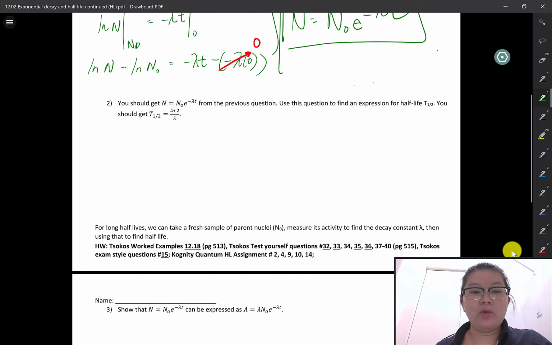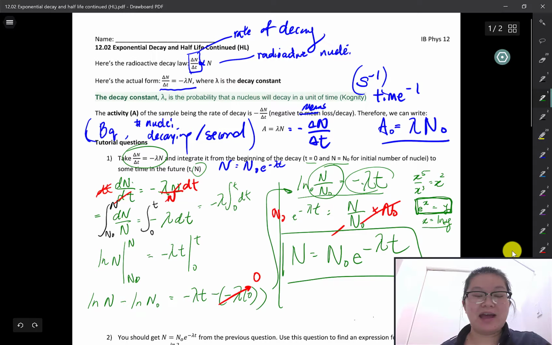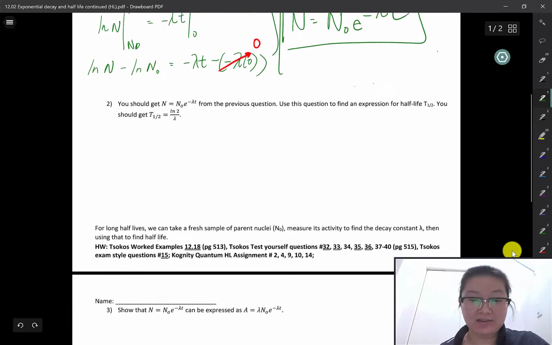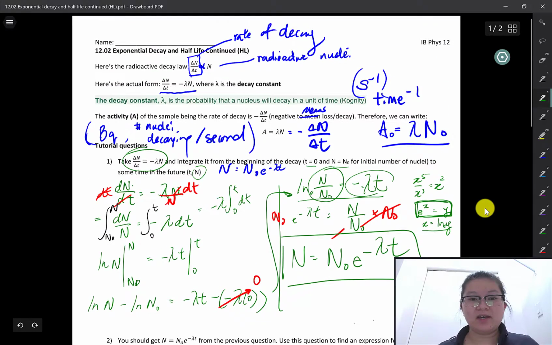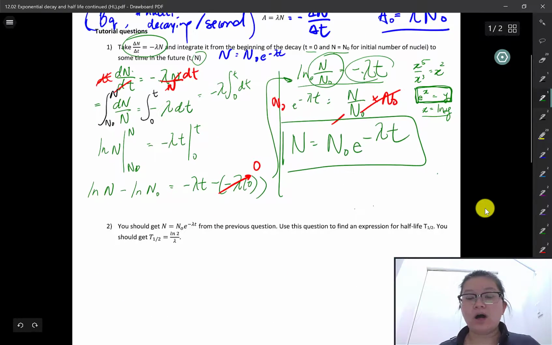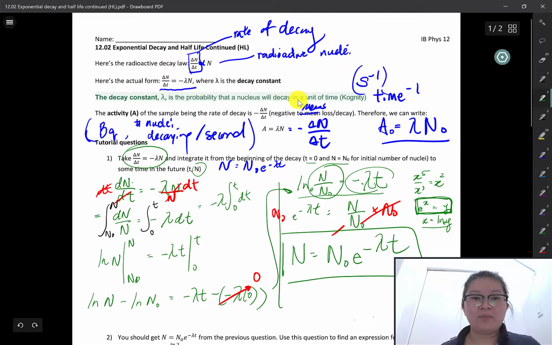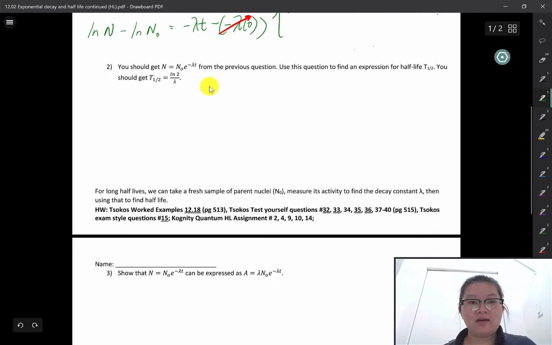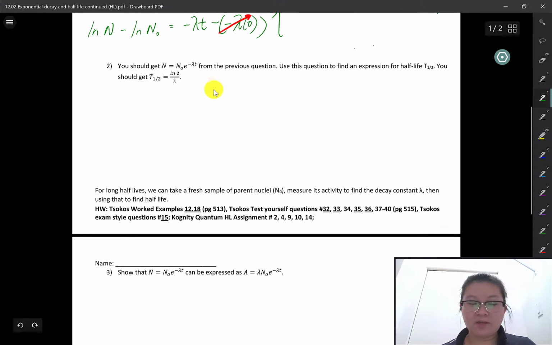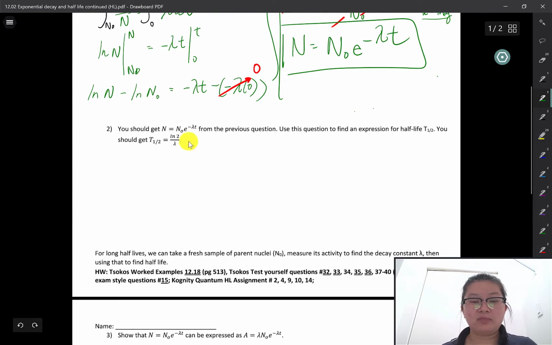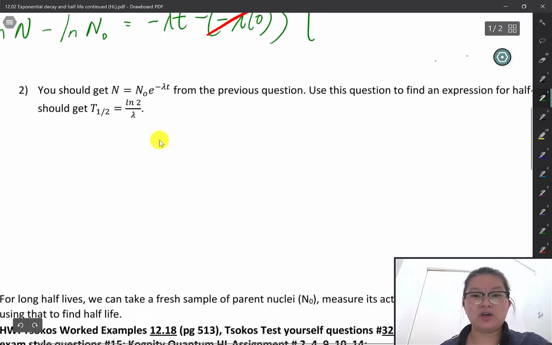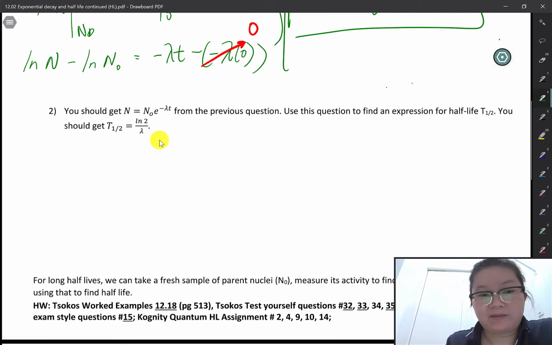In this video, we are going to continue on with exponential decay and half-life. In the last video, we went over all the definitions, and we also saw how this equation is derived from the definition of radioactive decay. In this video, I'm going to do tutorial examples 2, 3, and 4, which is playing around with this equation.